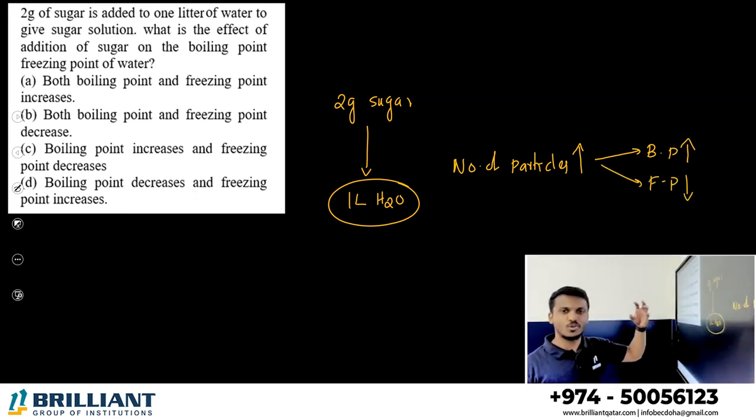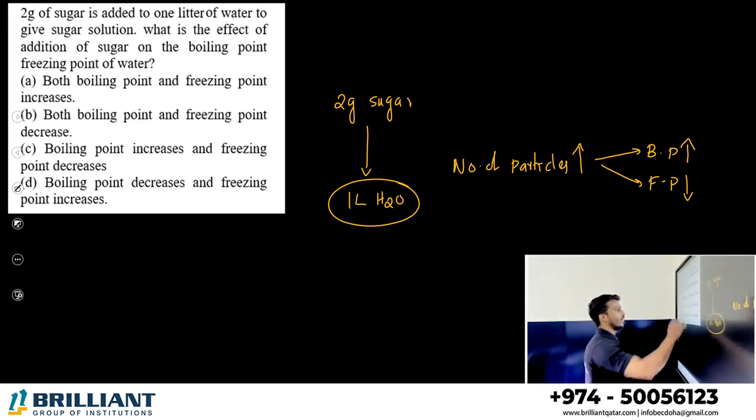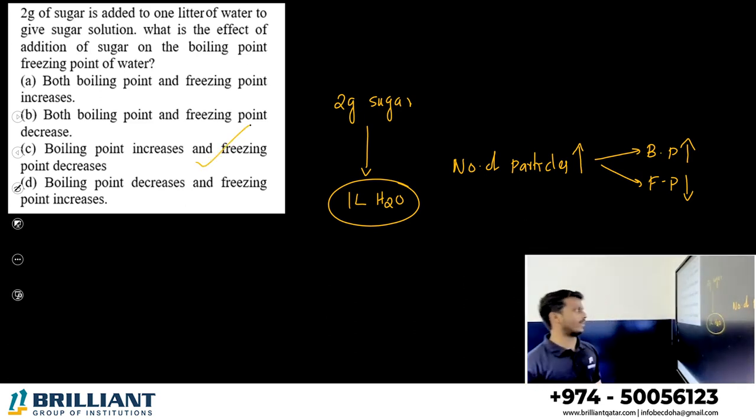So when you add 2 gram sugar, sugar is solute, right? Particle number increases, right? So when you add sugar into water, boiling point increases, freezing point decreases. Option C is the correct answer.